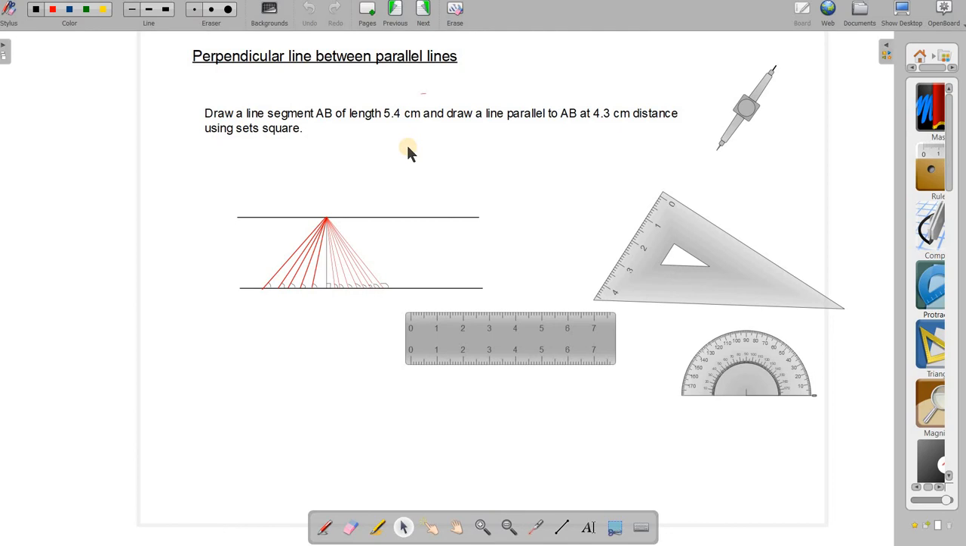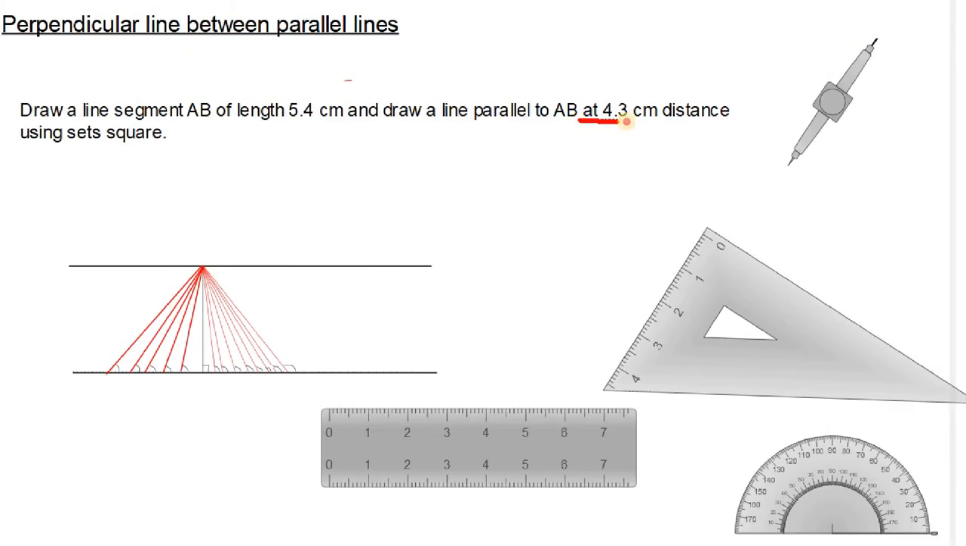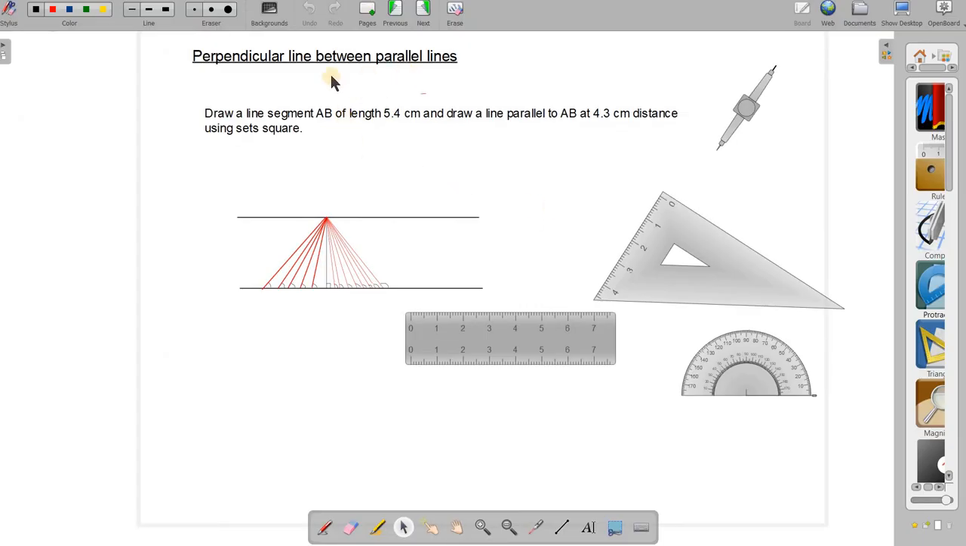Okay. So before that, we would like to see what is meant by a distance. It is said here, at a distance of 4.3 centimeter from the given line. At a distance of means two parallel lines are there. What do you understand by the distance between the parallel lines? Perpendicular line between parallel lines. It is the perpendicular distance between the parallel lines that is called the distance between the parallel lines.